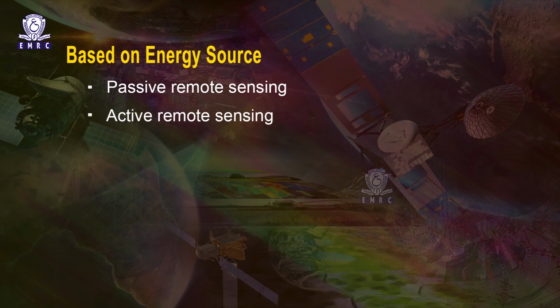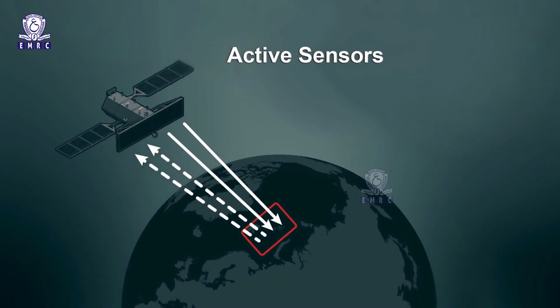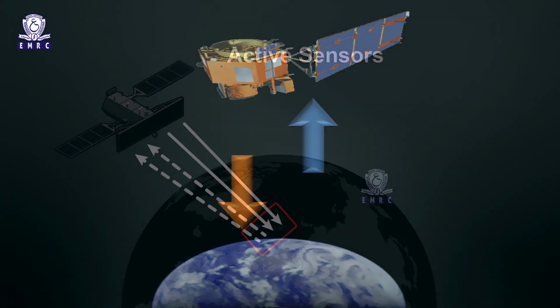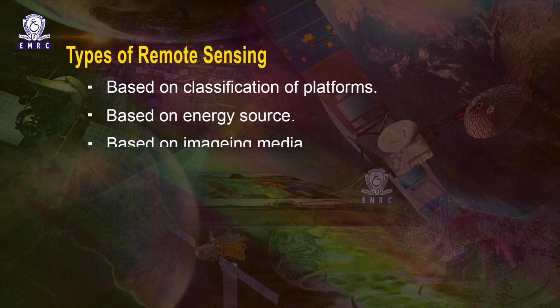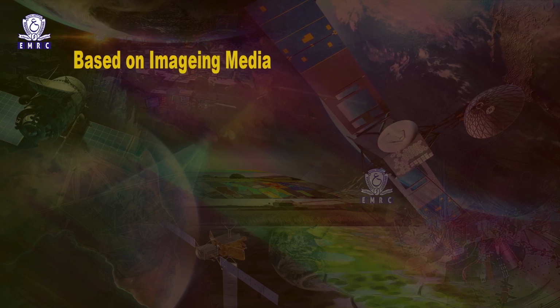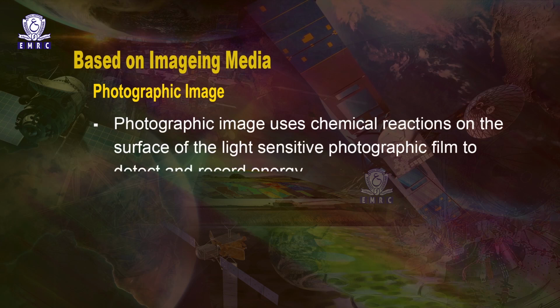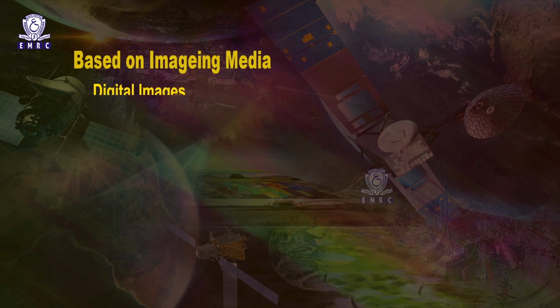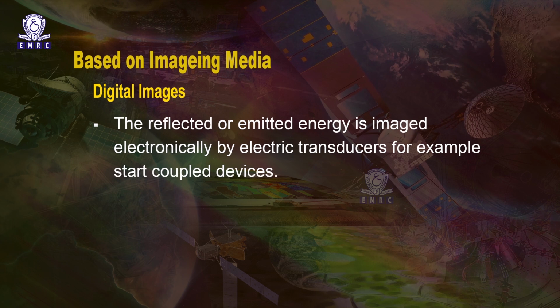The other type is active remote sensing, when sensors provide their own energy source for illumination and the radiation reflected or emitted from the target is detected by the sensor. These sensors can image in day and night time also. Based on imaging media, remote sensing can be divided into photographic imaging. Photographic imaging uses chemical reactions on the surface of light sensitive photographic film to detect and record energy. Digital images: the reflected or emitted energy is imaged electronically by electric transducers, for example, charge-coupled devices.